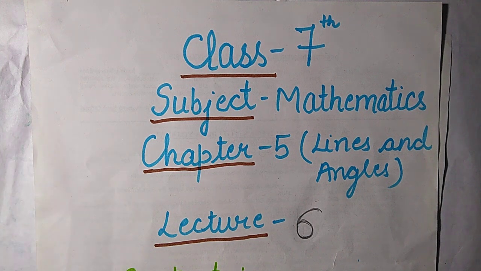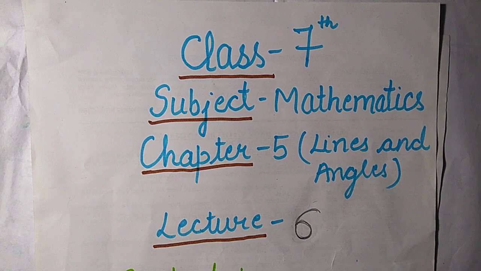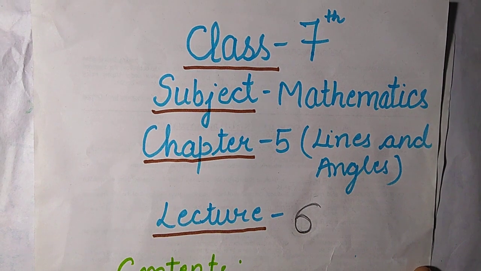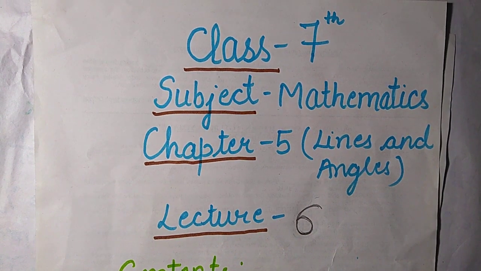Good morning, students. This video is for the students of class 7, subject mathematics, chapter number 5, lines and angles, and this is the last lecture of this chapter, that is lecture number 6. In this lecture, we are going to discuss the remaining questions of exercise 5.2.